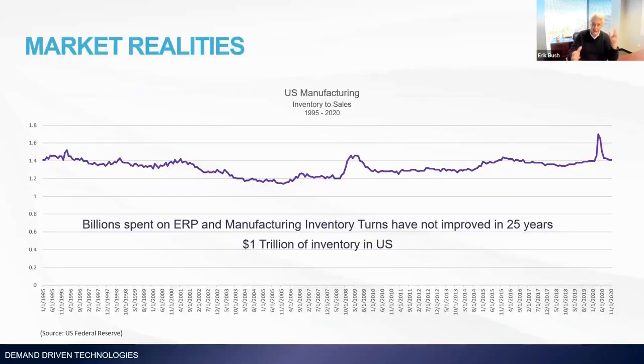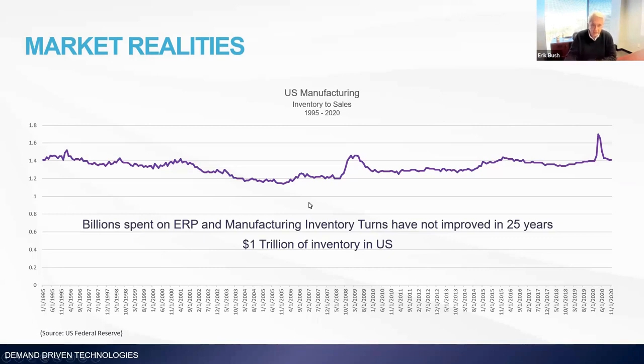In terms of market realities, this is a chart I've been using for a few years now, and I've always found it to be a bit of a mind-boggling statistic that U.S. manufacturers, based on data from the U.S. Federal Reserve, have not improved their supply chain inventory turnover rates over the past 25 years. There's been a lot of money spent on ERP systems, supply chain planning solutions, and things of that nature. And it feels like we should have been able to see some tangible improvement.